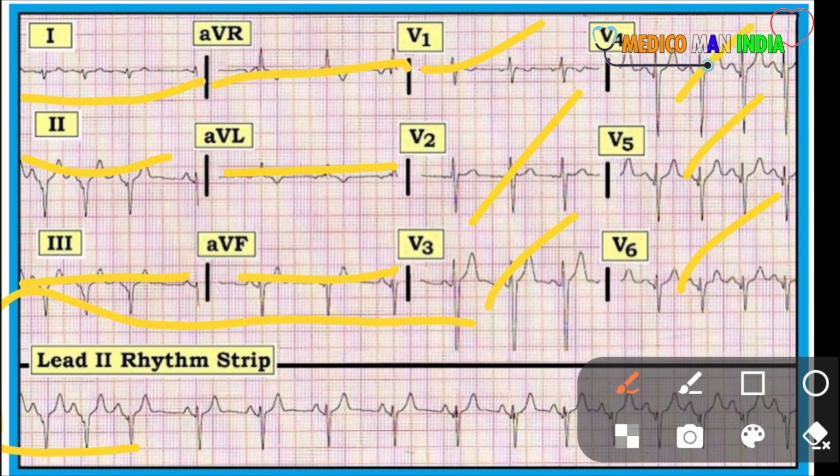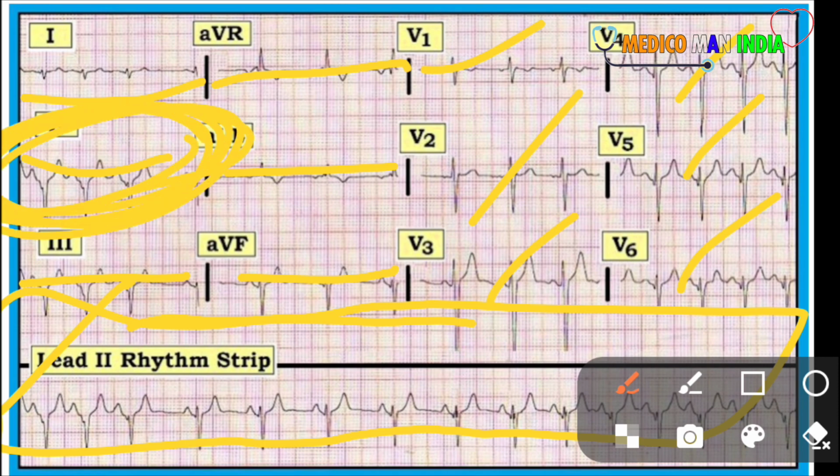This is the lead 2 strip, also known as the rhythm strip. Okay, the one which was given extra downside will be lead 2. Lead 2 is nothing but this strip only, the one which you are seeing. This is the strip they have given extra downside.